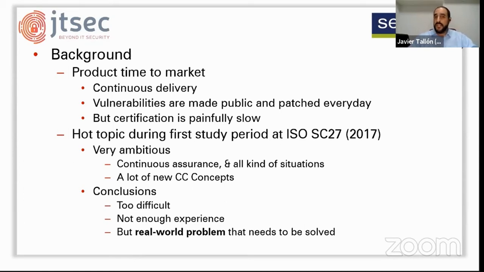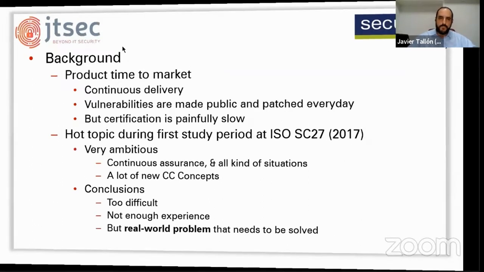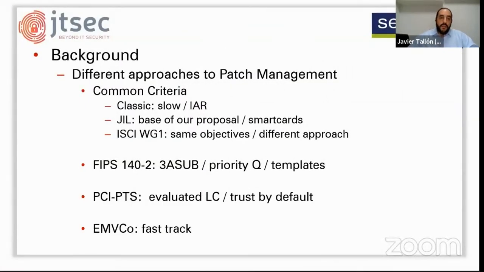So in September 2019, I presented a report to the Working Group 3 to request the reopening of the study period to try to finally reach an agreement about how to handle the patch management issue. Next slide, please. Well, in this document, I tried to borrow some of the experience from the previous work to handle patches under common criteria, as well as other schemes' approaches to this very same problem, to find the strongest points of each approach.